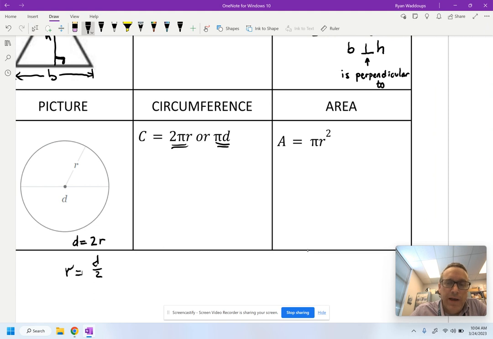So you square the radius, then multiply it by pi. Keep in mind that this is pi times radius times the radius. The square does not apply to pi. It only applies to the radius. So you're taking r times r.